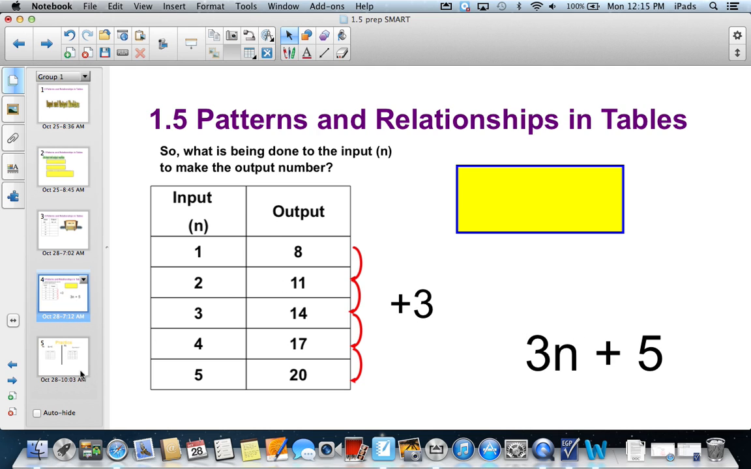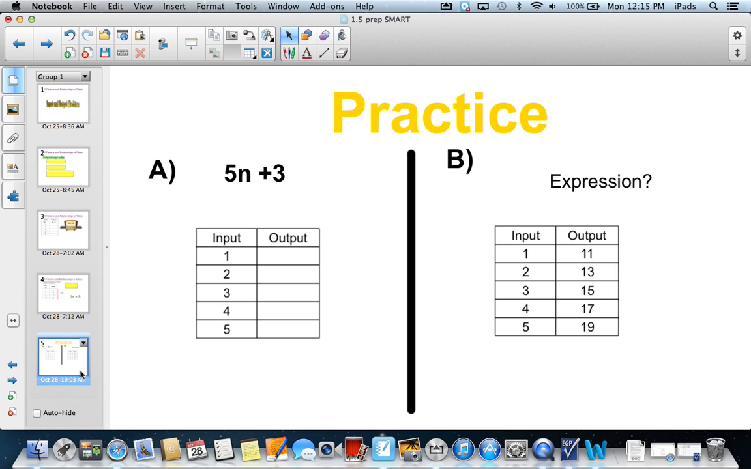So knowing what we've just gone through, you have 2 parts to this practice question. The first one, I've given you your expression, 5n plus 3, and there's your input and your output. I would like you to fill in the output numbers for each input number. If I put 1 into this input-output machine, what would I end up with in my output? On the second side, I want you to look at what your outputs are and write the expression that goes with this input-output machine. So the first part, you are filling in the output of this input-output machine, and in the second part, you're writing the expression that goes along with it.